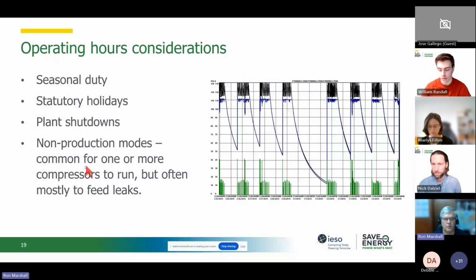Non-operating modes: it's common for one or more compressors to run, often mostly to feed leaks. So this particular time-based chart is showing the compressed air system shut off. That's a really good operating practice, right? And look at this. Through the weekend, the pressure didn't even get to zero yet. This is a very, very tight system. The person operating this plant should be given a commendation for really good leak repair practice, right?